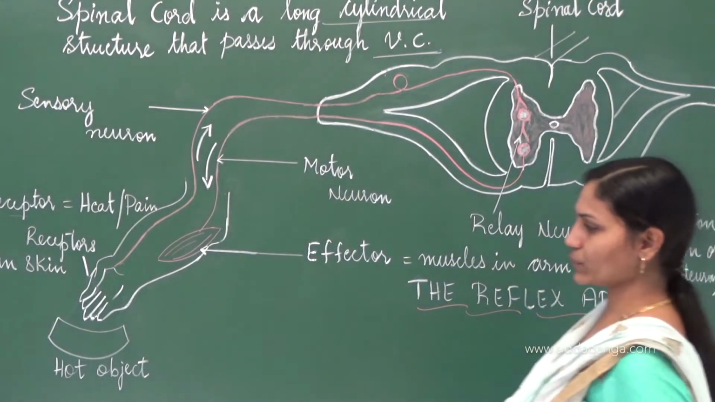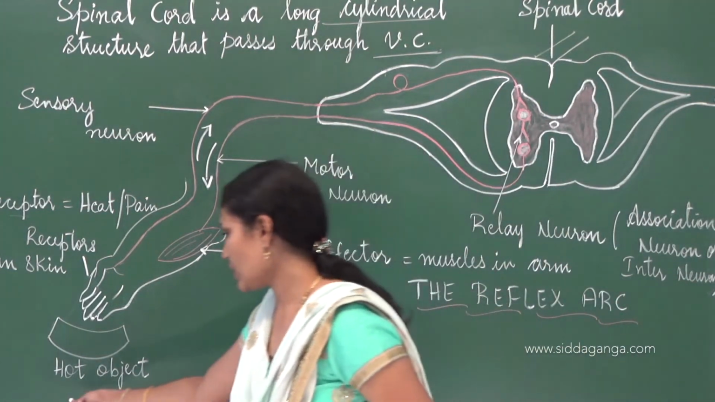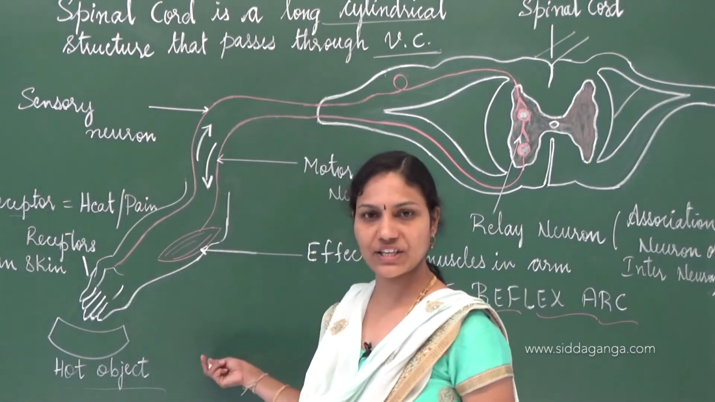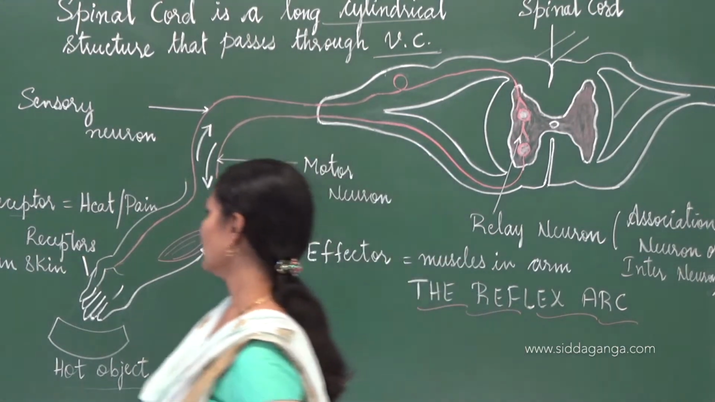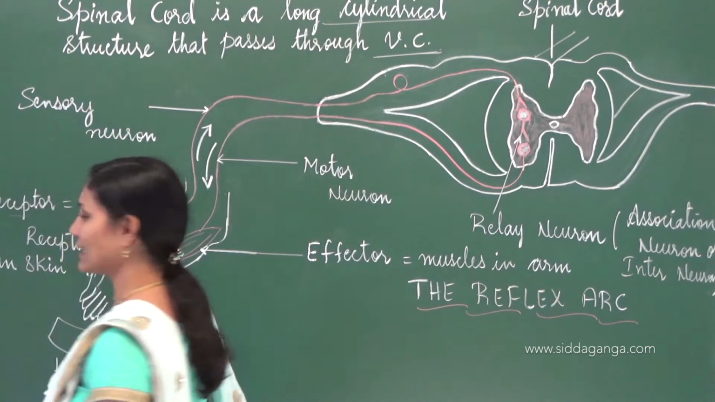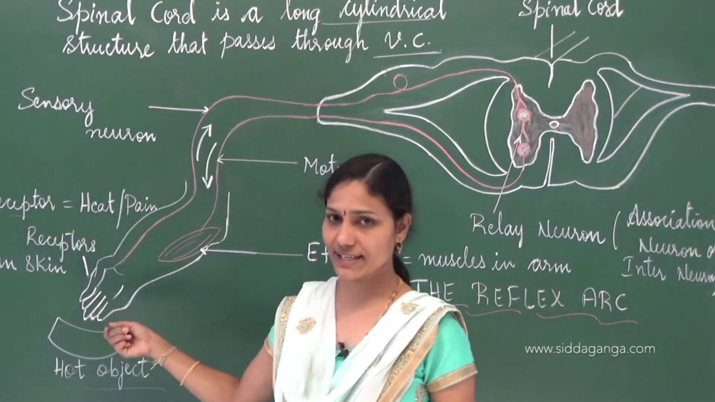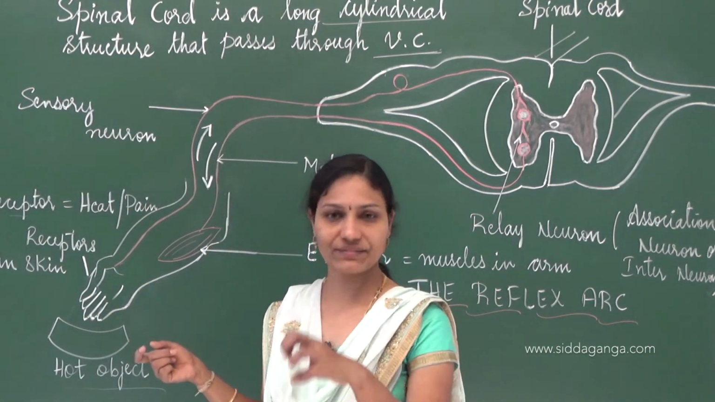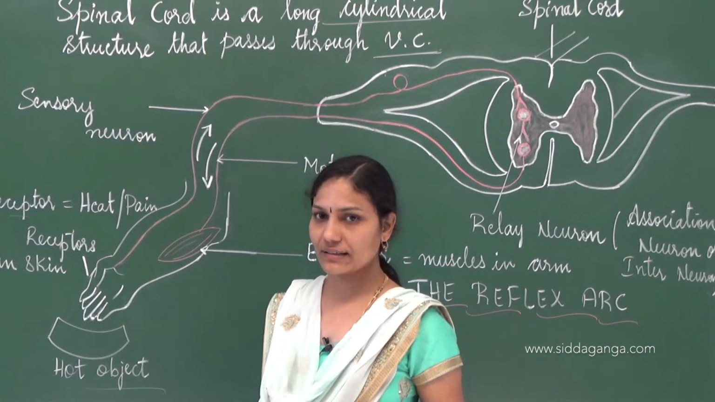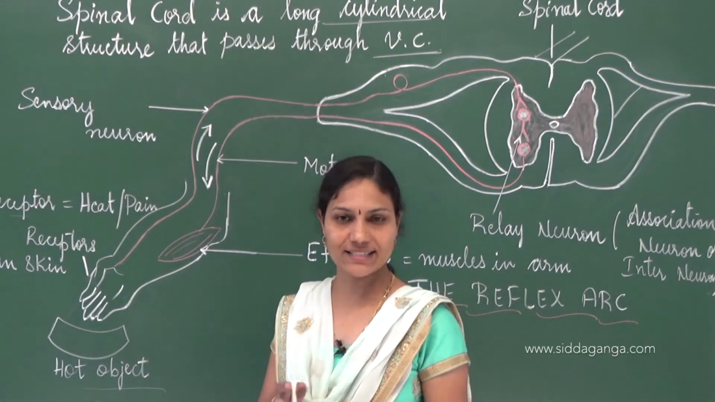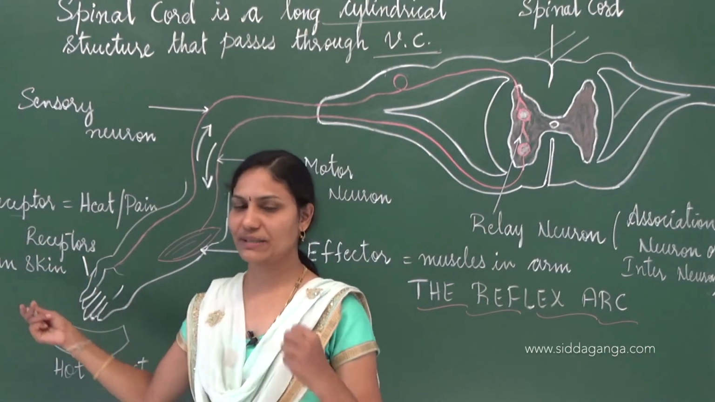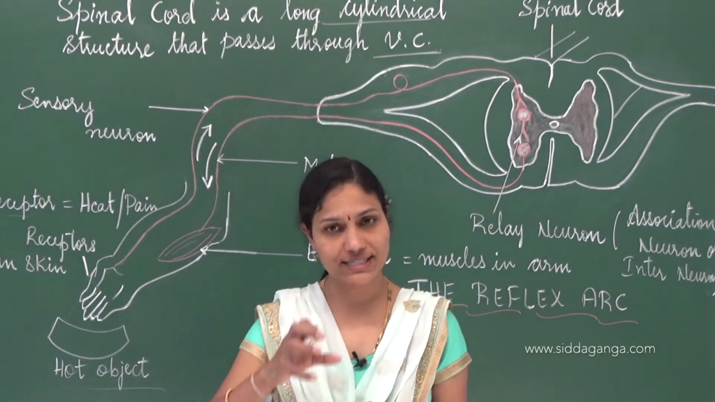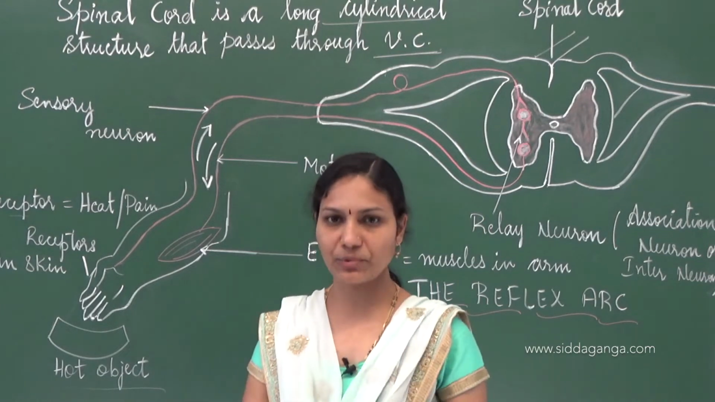So here is an example of touching a hot object. Touching a hot object is a sensation received by our hands, that is skin. Here the receptors are the skin. The receptors present in the skin receive the signals. What type of signals? The signals of pain or heat. These are the signals received by the receptors in the skin. So receptors are the sense organs which receive the stimuli. Here is a stimulus, is it not?